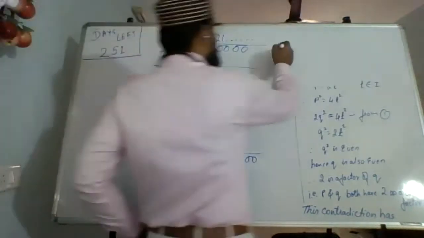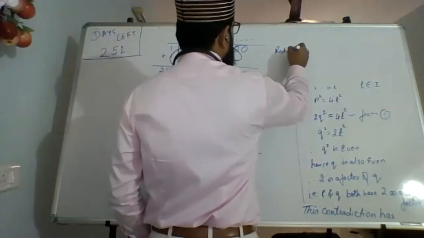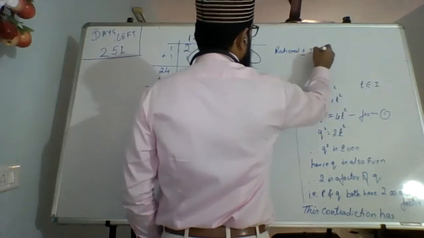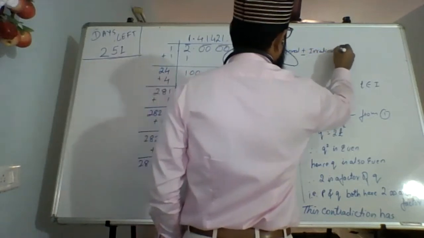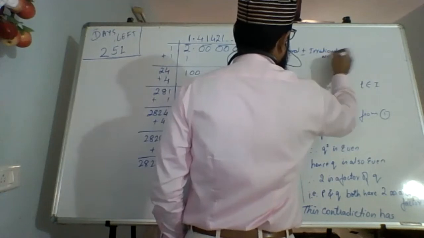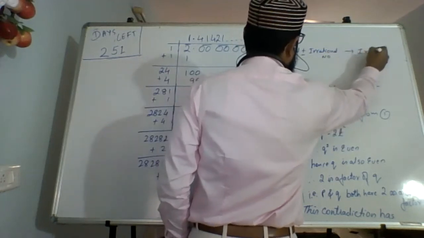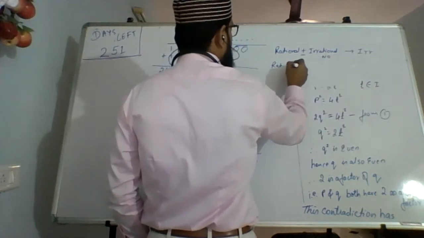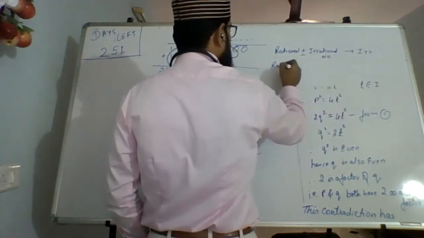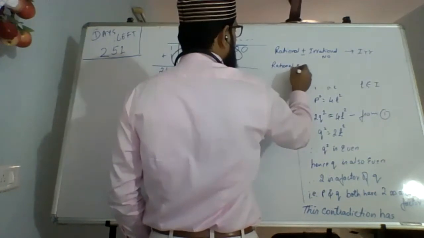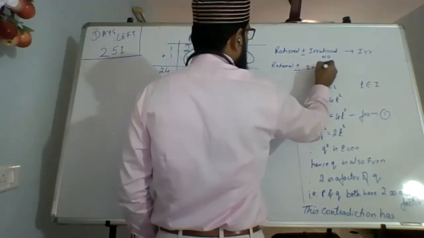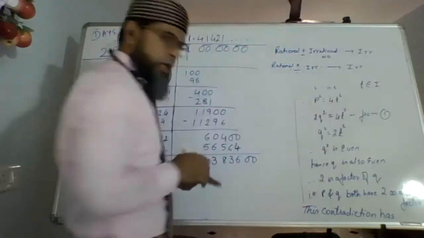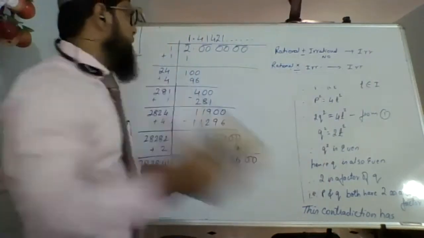A rational number plus or minus an irrational number will always give you an irrational number. Similarly, a rational number multiplied or divided by an irrational number will give you an irrational number. Okay, this will also give you an irrational number.